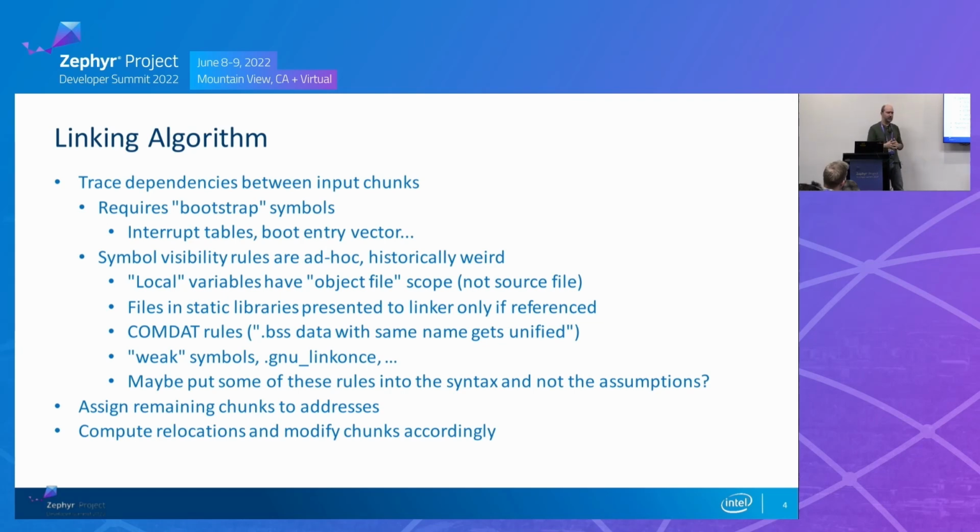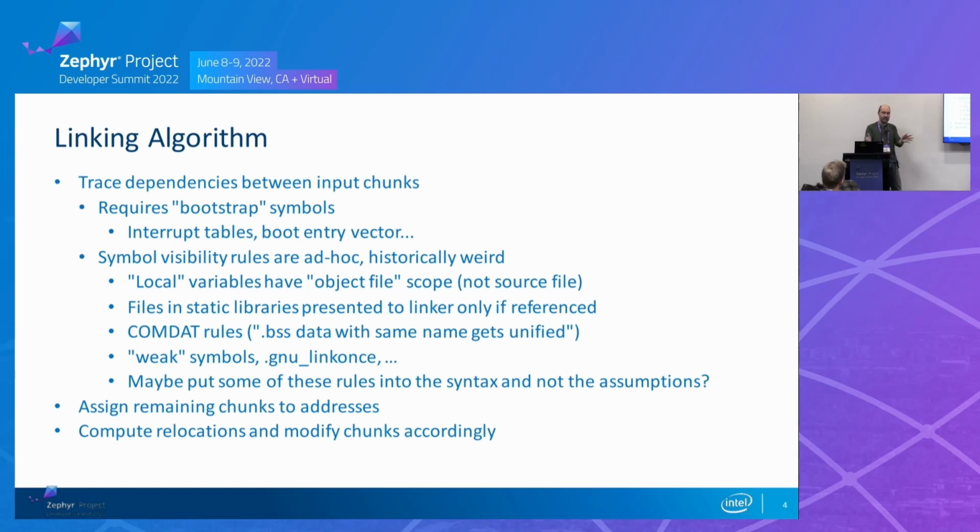We've also got weak symbols. Here's the default timer driver that does nothing, but here's the timer driver that works for everybody. We use that trick. We use lots of weak stuff in various driver layers just to make sure that there's always an implementation of something, usually a no-op. And you notice I'm saying maybe put some of these rules into the syntax and not the assumptions. Maybe we should have a dependency graph that is under programmatic control, but we'll get to that in a bit.